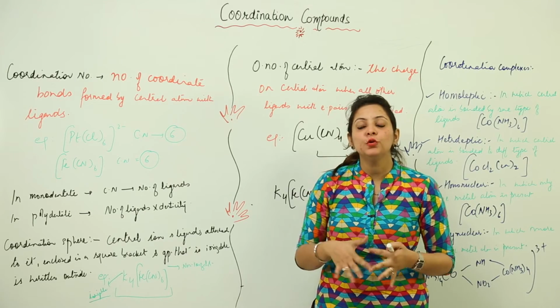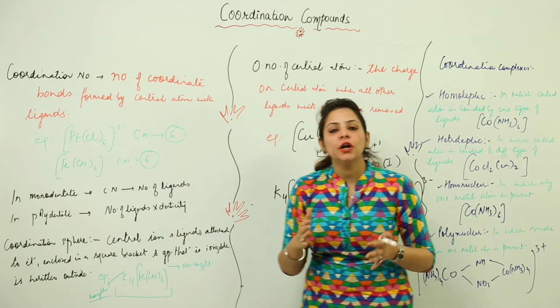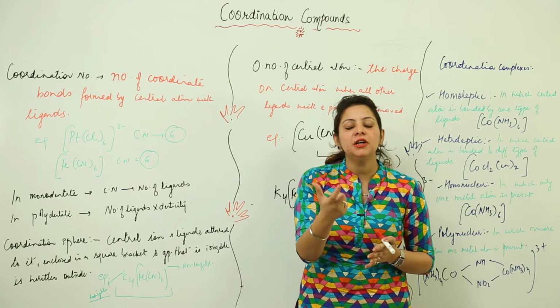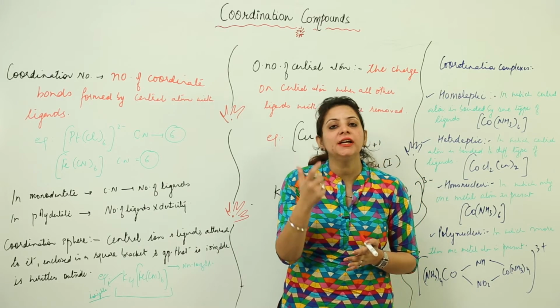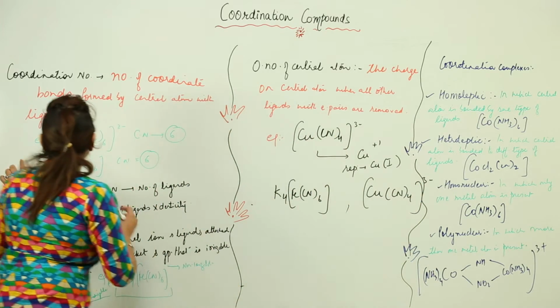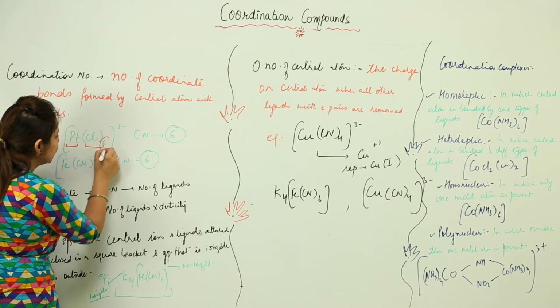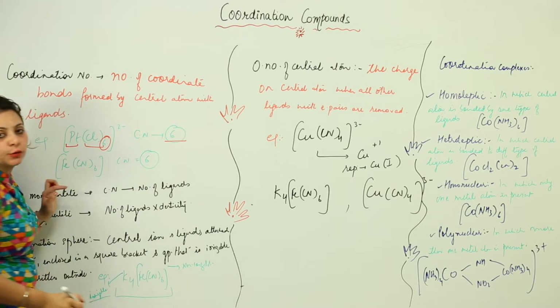So now we have a few more terms, that is the coordination number. As I told you, coordination number is the number of ligands which are attached to the central metal atom. For example, in this case, this is the central metal atom and these are my ligands. So how many ligands can you see? 6. So obviously coordination number is going to be 6.